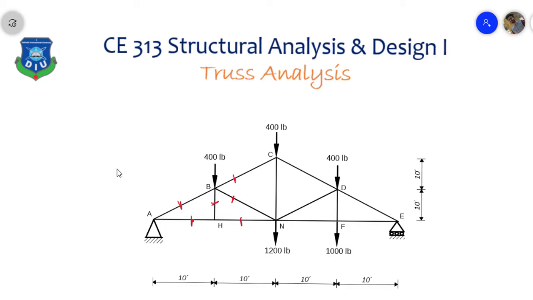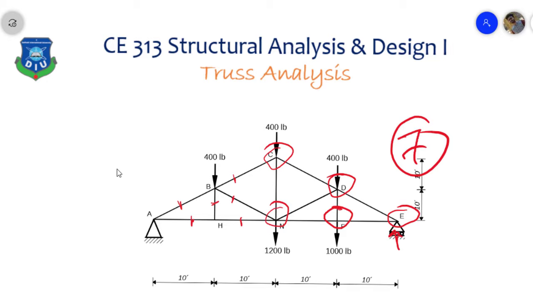Actually the task is the same. Now you should take the free body of point C, D, N, F, and E. I will suggest you start from point E. So after watching my video, this is your task. You have to find the magnitude of FCN, CD, ND, NF, and EF. 1, 2, 3, 4, 5, 6, 7. Find out the magnitude of the rest of the 7 members.